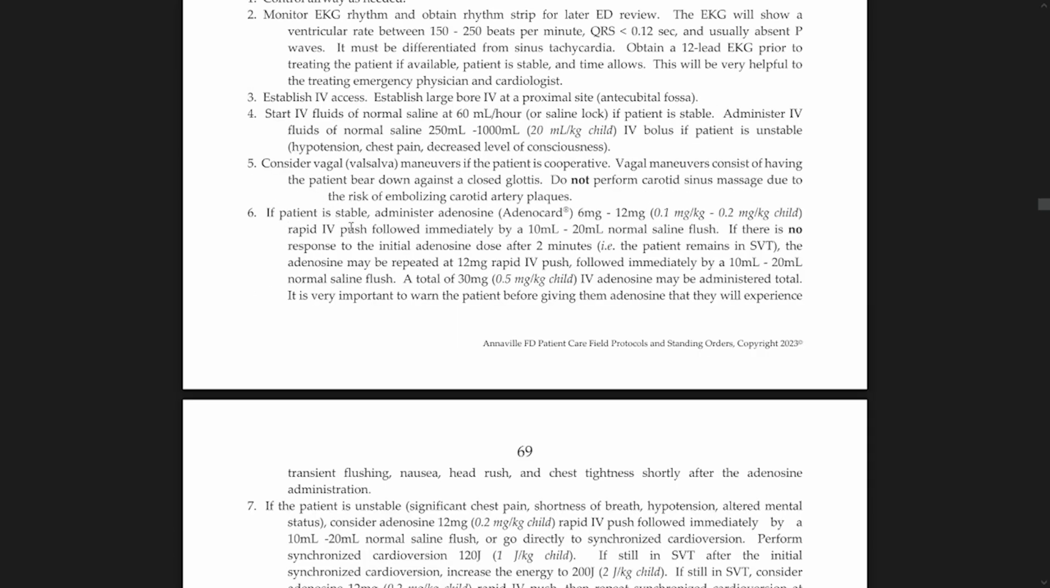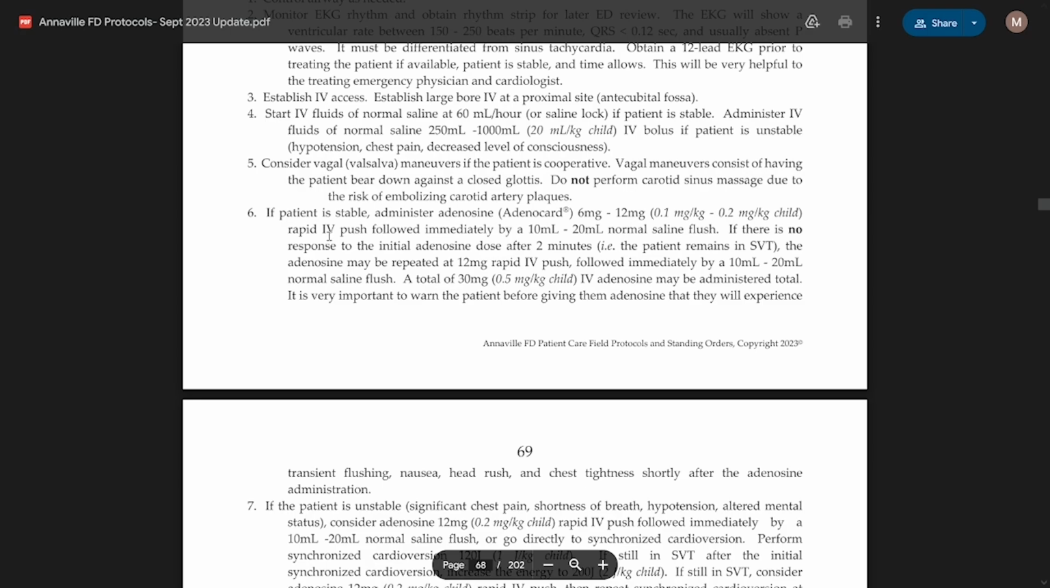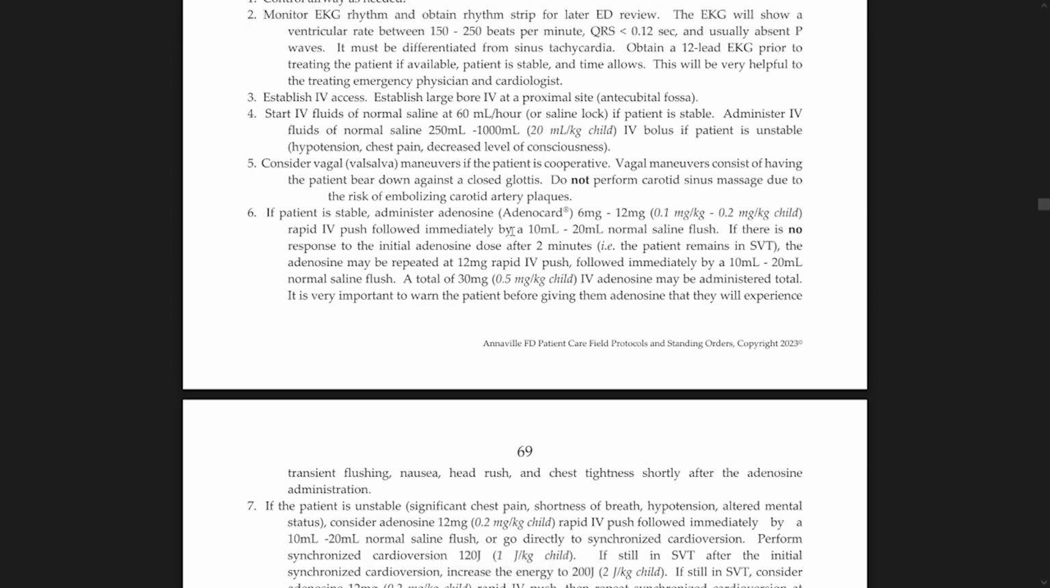If the patient is stable, administer adenosine or Adenocard at 6 milligrams to 12 milligrams, or 0.1 milligram per kilogram to 0.2 milligram per kilogram for a pediatric patient, with a rapid IV push followed immediately by 10 to 20 milliliters of a normal saline flush.